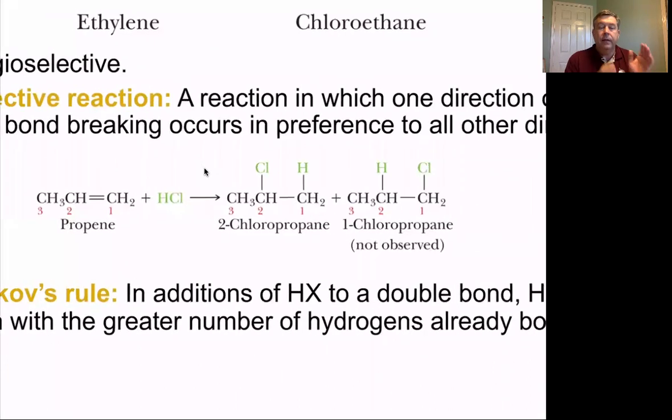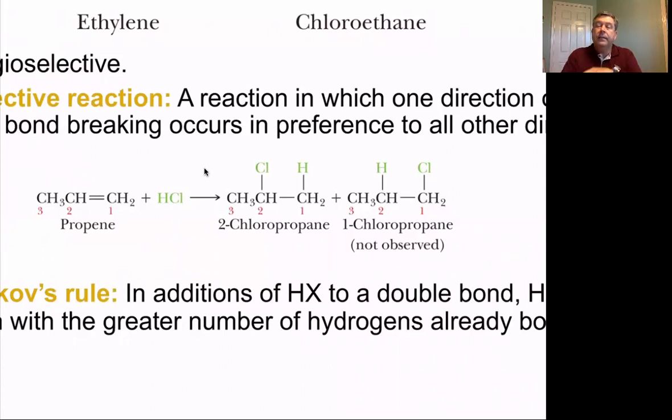If we just added this simple little alkene here, propene, so we can tell the difference between carbon 1 and carbon 2 and carbon 3, and we added HCl across there, statistically, if you just added them evenly across there, you would get half of the time, hydrogen would add to carbon 1, and the chlorine would add to carbon 2, and the other half of the time, hydrogen would add to carbon number 2, and the chlorine would add to carbon number 1. But when we run this reaction, we actually don't see both products. We only see one product.